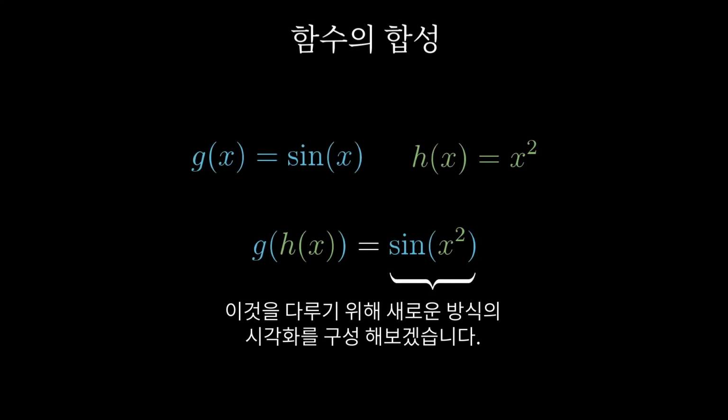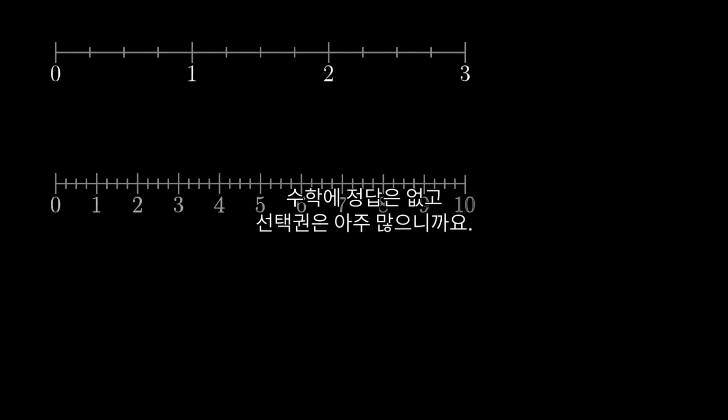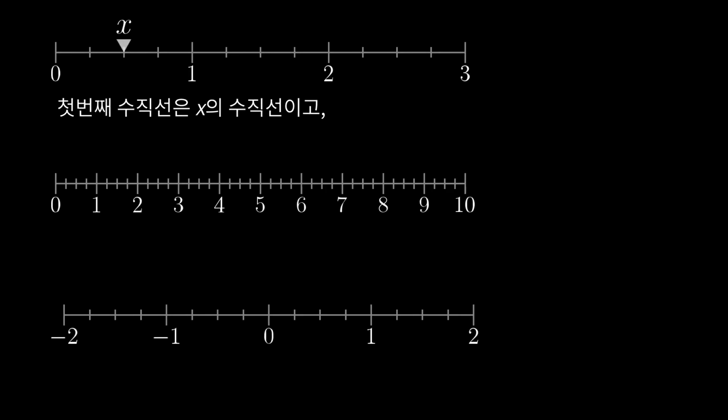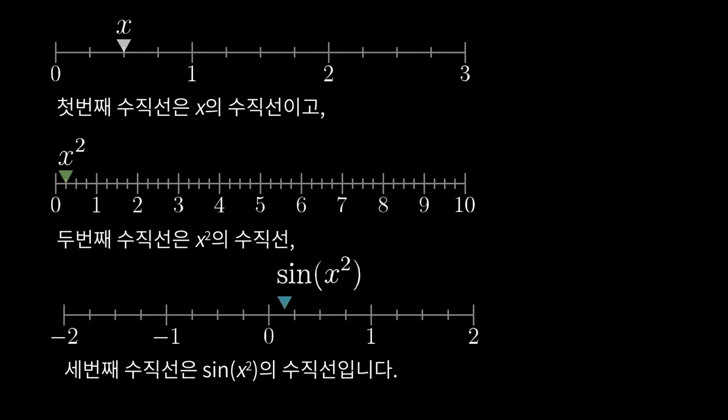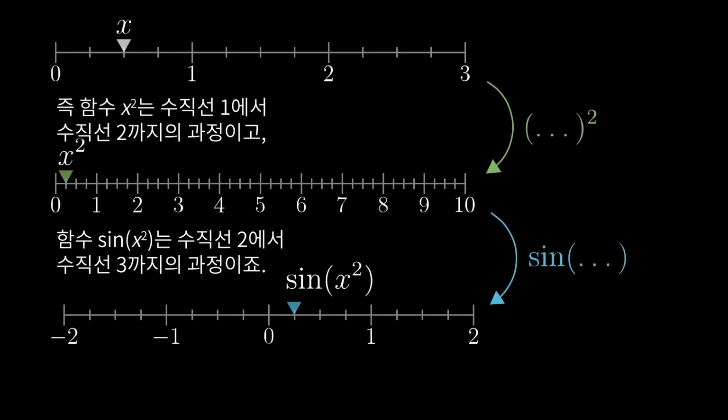To think this one through, I'm going to choose yet another way to visualize things, just to emphasize that in creative math, we've got lots of options. I'll put up 3 different number lines. The top one is going to hold the value of x, the second one is going to hold the value of x squared, and that third line is going to hold the value of sine of x squared. That is, the function x squared gets you from line 1 to line 2, and the function sine gets you from line 2 to line 3.